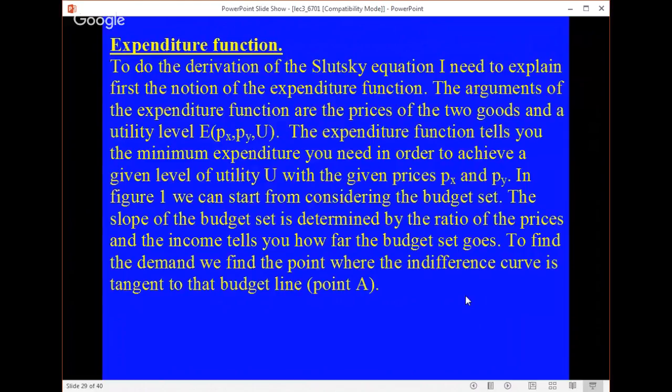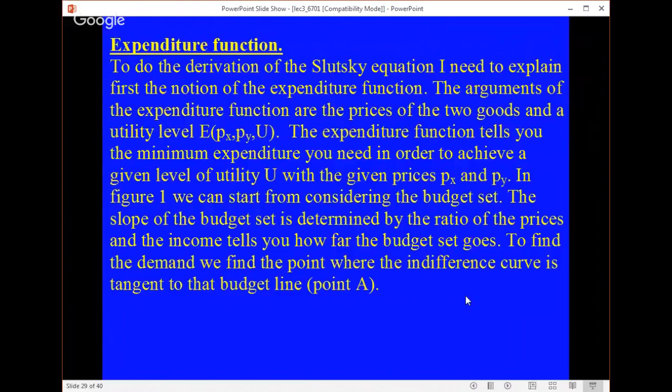So here, our expenditure function: to do the derivative of the Slutsky equation, I need to first explain the notion of the expenditure function, which we already derived mathematically. The arguments of the expenditure function are the price of the two goods and the utility level. So the expenditure function tells me the minimum amount that I have to spend in order to achieve a given utility, with the prices given as PX and PY.